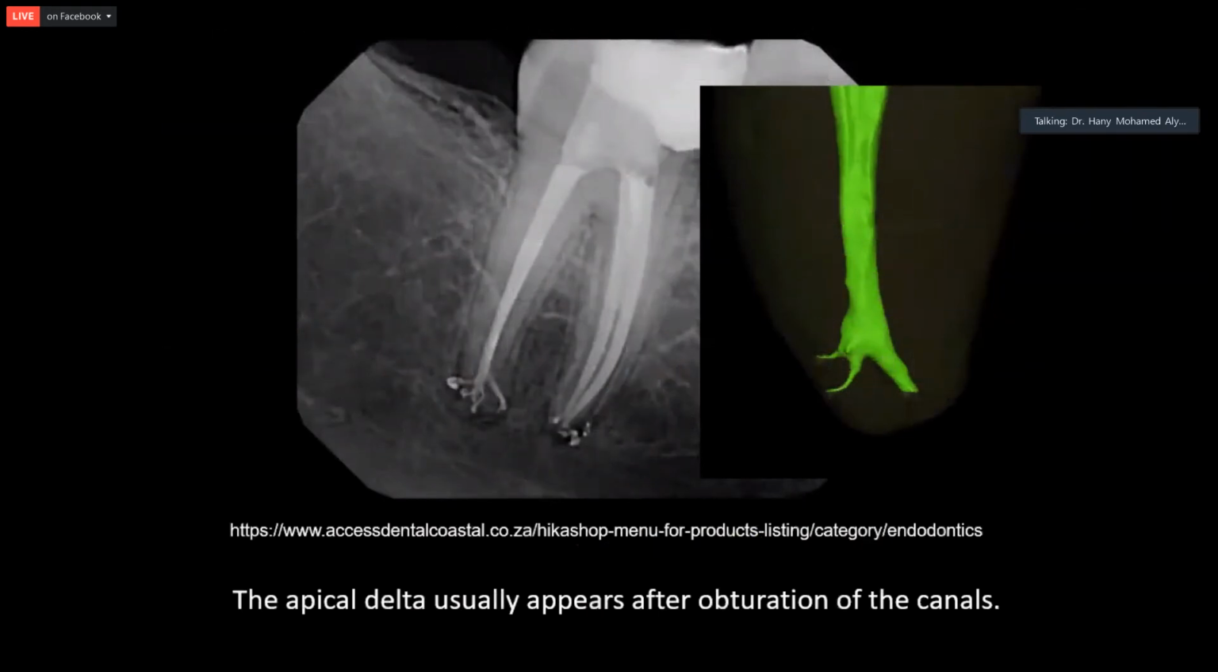Apical delta also, this usually we identify these accessory canals after obturation. Sometimes if there is the presence of apical delta, we can see this apical delta after obturation by the penetration of sealer or the obturation material. And as you can see here in the micro CT image, how the apical delta looks like in this extracted tooth.